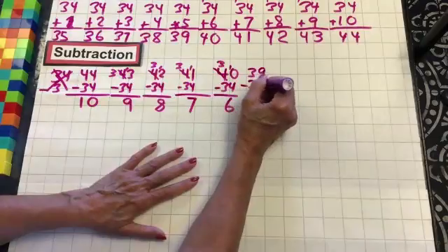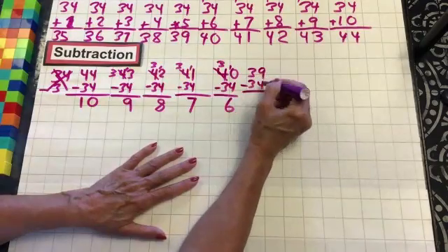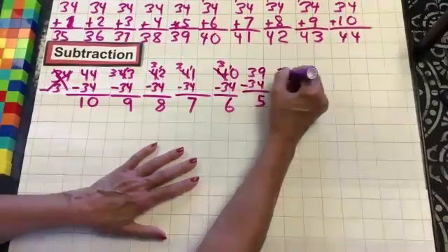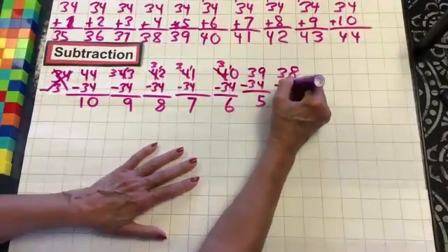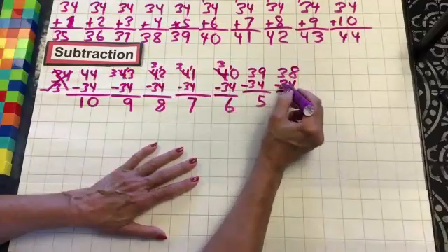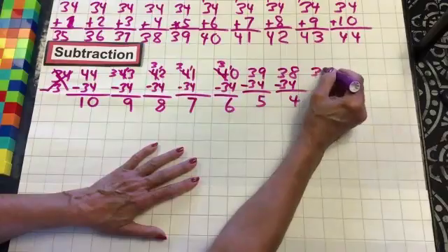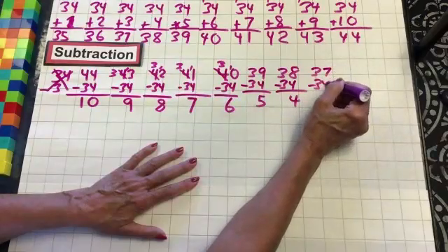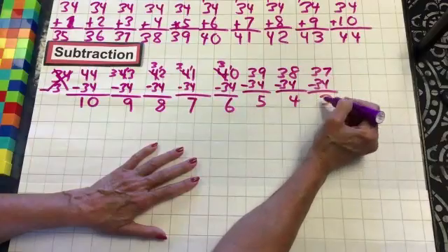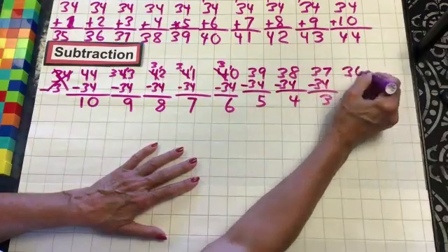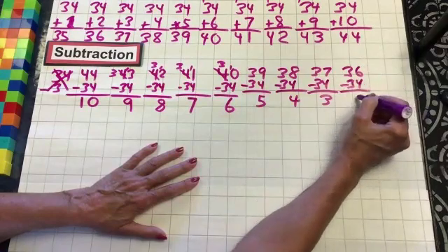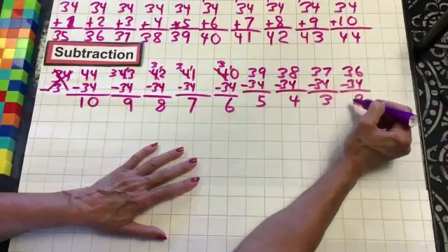39 minus 34. 9 minus 4 is 5. 3 minus 3 is nothing. 38 minus 34. 8 minus 4 is 4. 3 minus 3, nothing. 37 minus 34. 7 minus 4 is 3. 3 minus 3 is nothing. 36 minus 34. 6 minus 4 is 2. 3 minus 3, nothing.